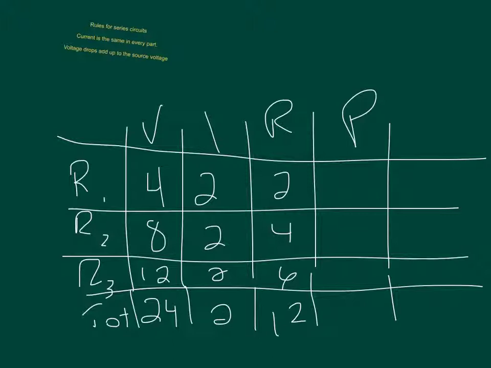And then, of course, power is V times I. So you have 8 watts and 16 watts and 24 watts, and you have a total of 48 watts. Notice how everything works out, all that. VIRP tables make it easy to do the math, but the concept, again, is the fact that the current has to be the same in every part, and the voltages add up. Hope this helped. And remember, part 2 is coming.